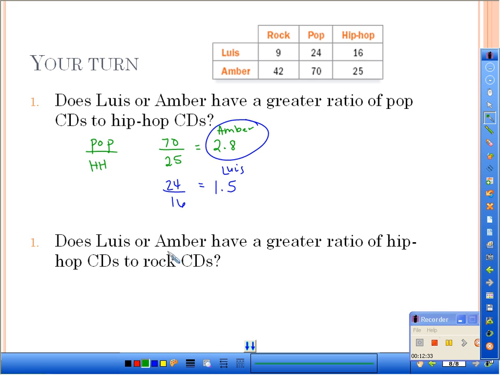Now let's look at the second question. Does Luis or Amber have a greater ratio of hip hop to rock? So now we're going to look at hip hop first over the rock. We're comparing hip hop to rock CDs. And let's start with Amber. Amber has 25 hip hop CDs and 42 rock CDs. This can be converted to 0.595. Now let's look at Luis. His will be 16 hip hop CDs compared to 9. That converts to 1.77. So the greater ratio of hip hop CDs to rock CDs is Luis.